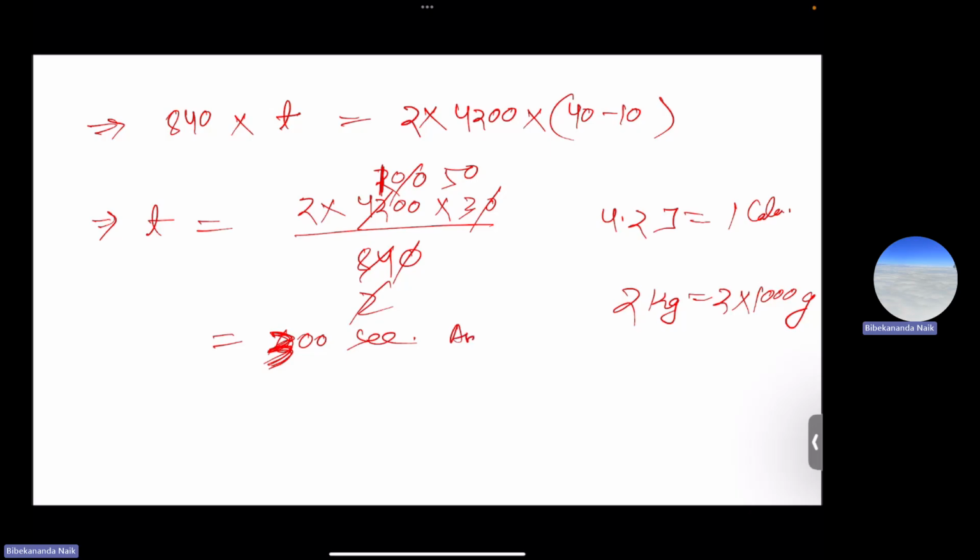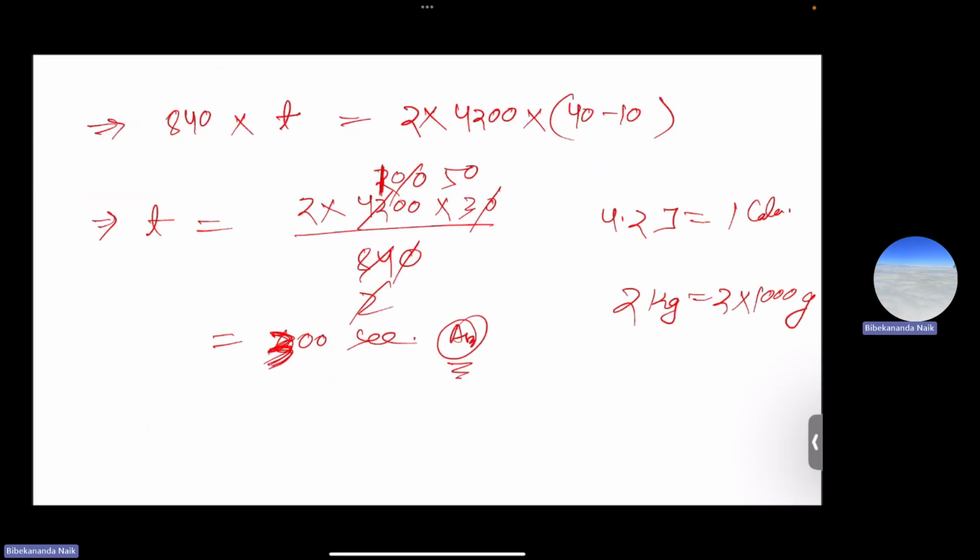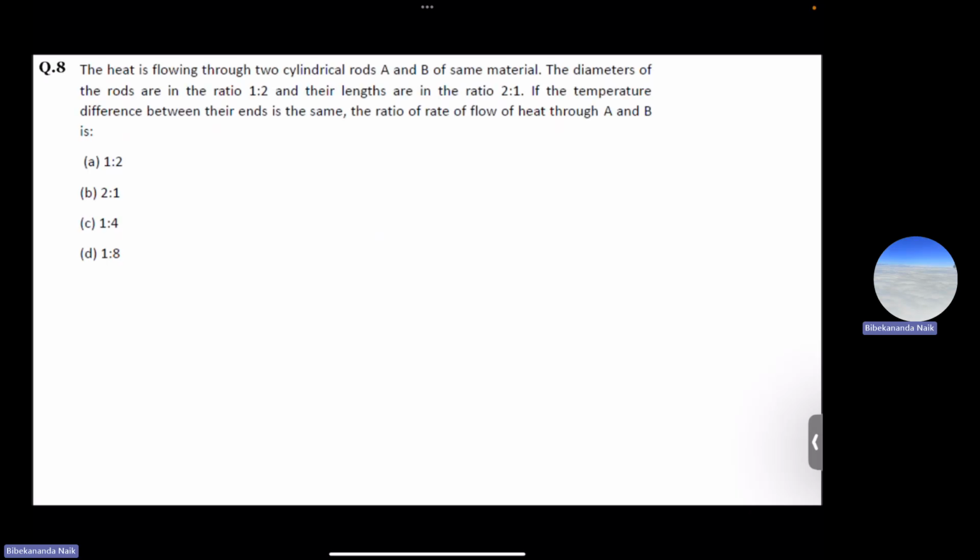300 second. So the time required to heat 2 kg of water from 10 degrees Celsius to 40 degrees Celsius will be 300 second if we are immersing a heater of 840 watt in it. So the correct option is option A. Now we move to question number 8.